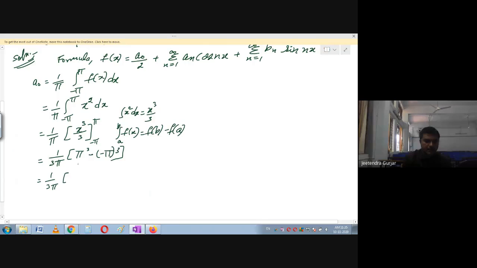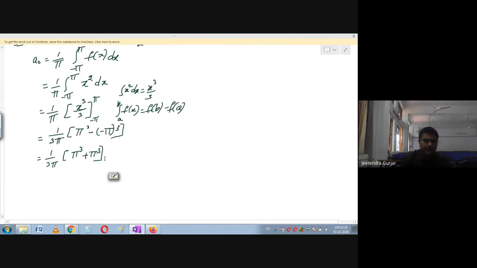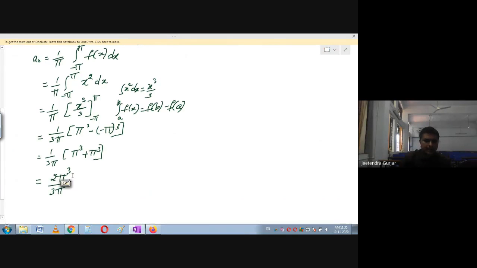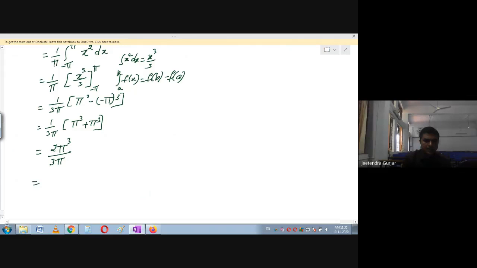Now I can see this is pi cube, and this will become minus into minus plus. So this is pi cube plus pi cube. Odd function, student, please remember. Yes, now I can simplify. This is going to become 2 pi cube upon 3 pi. 1 pi will get cancelled. Therefore, I am going to take this as 2 pi square upon 3.